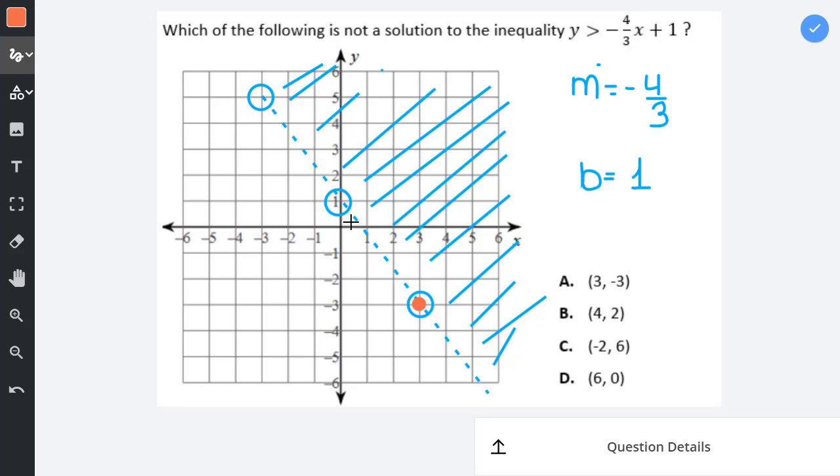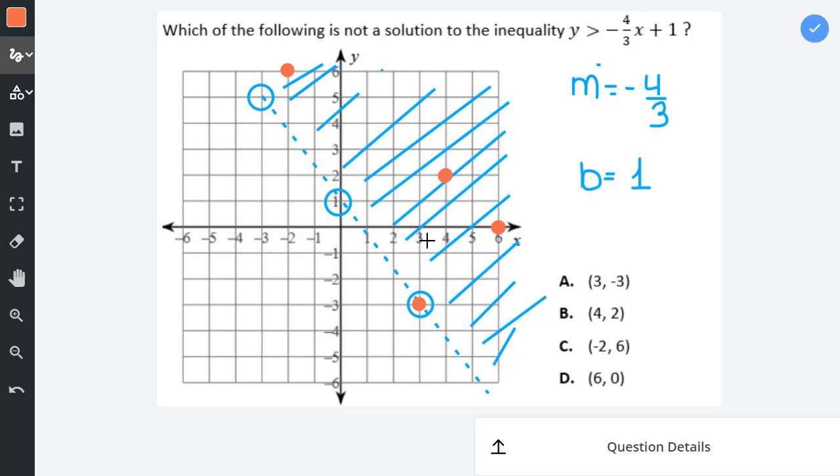Our next point is 4, 2. So 1, 2, 3, 4, 1, 2. That's our second point. Next point is negative 2, 6. 1, 2. And then up 6. 1, 2, 3, 4, 5, 6. And our last point is going to be 6, 0. So 1, 2, 3, 4, 5, 6, and that's where it stays.